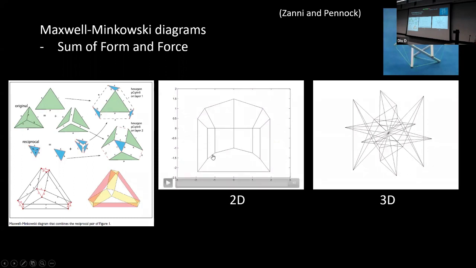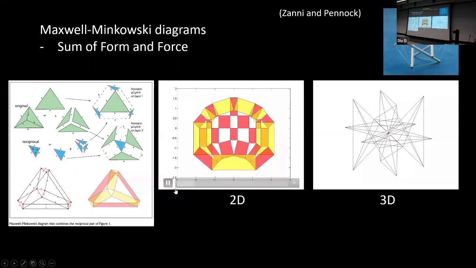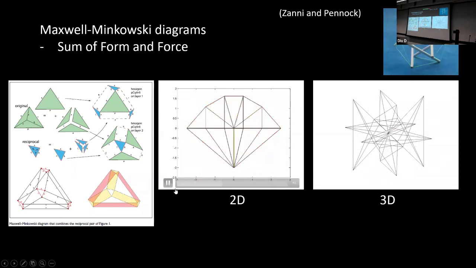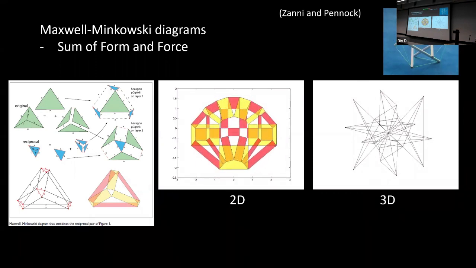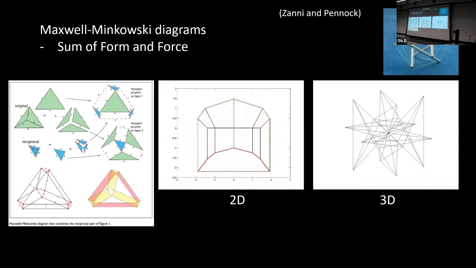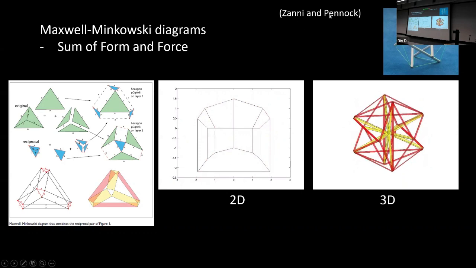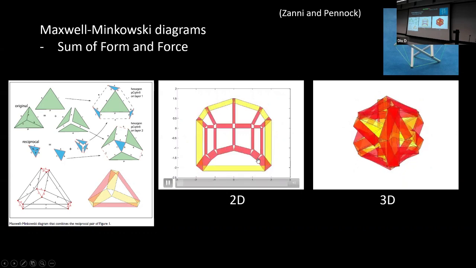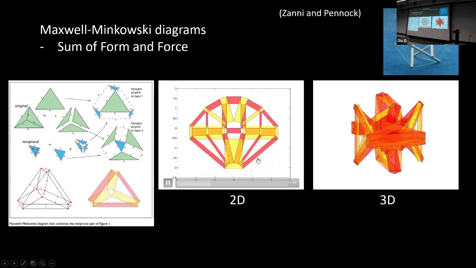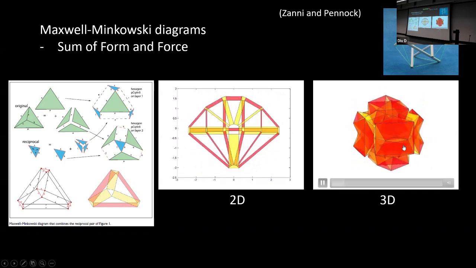We got this Maxwell-Minkowski diagram, which is rather cool. So you can flick between your form and your force, or your force and your form, like so, or we can even do it in 3 dimensions, like so. This was originally proposed by Zanny and Pennock, but I didn't know that when I invented it. So it was actually invented before me by those, but they didn't do it in 3D.